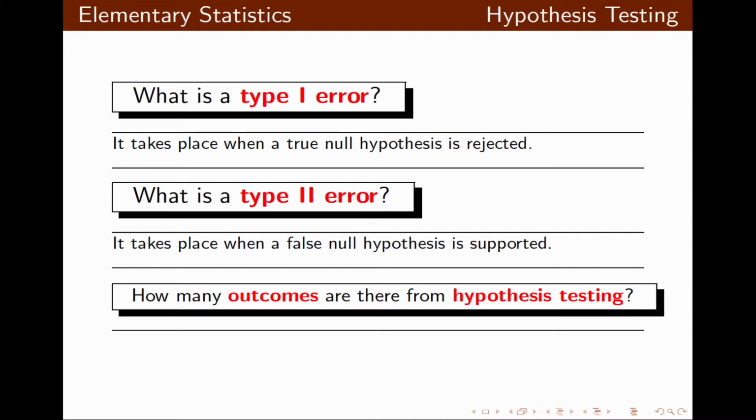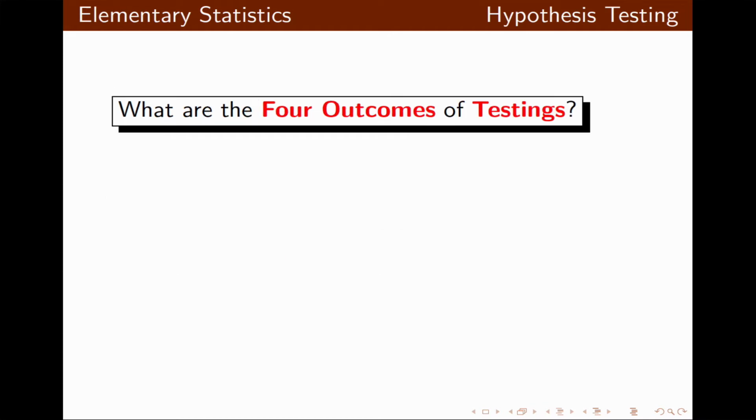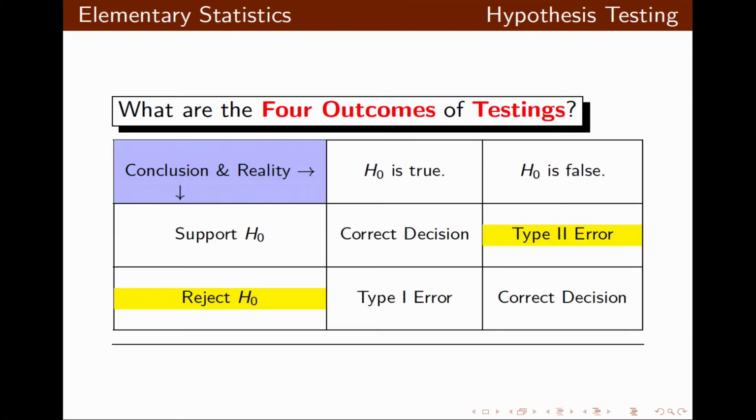How many outcomes are there from hypothesis testing? There are 4 possible outcomes from any hypothesis testing. Here are the 4 outcomes of testing. If the null hypothesis is true and we support it, that would be a correct decision. But when the null hypothesis is true, but we reject it, that would be type 1 error.